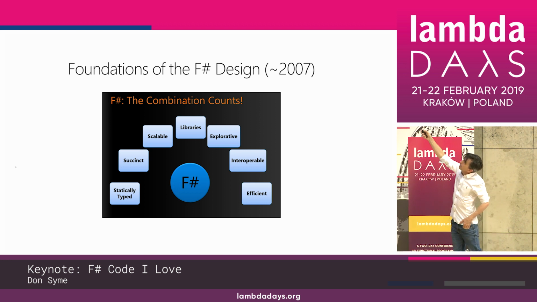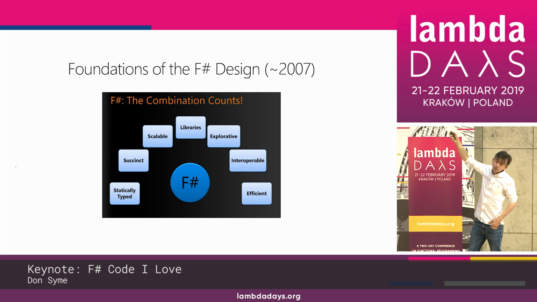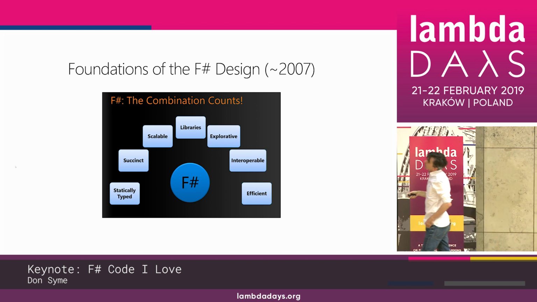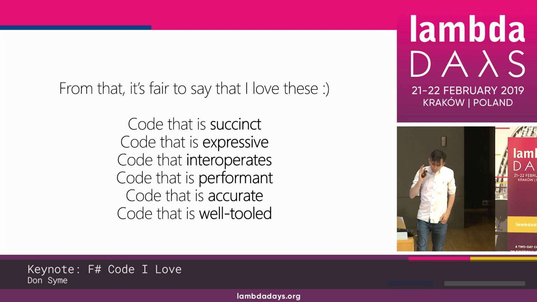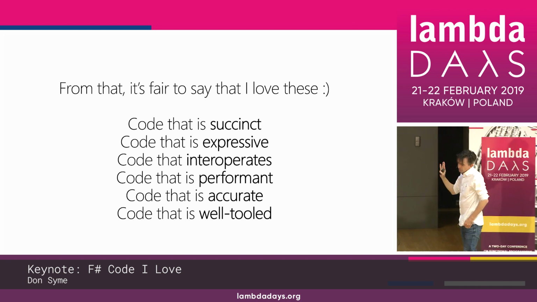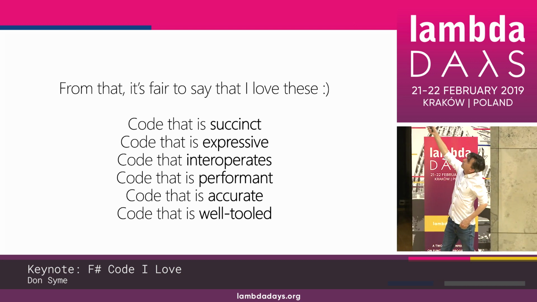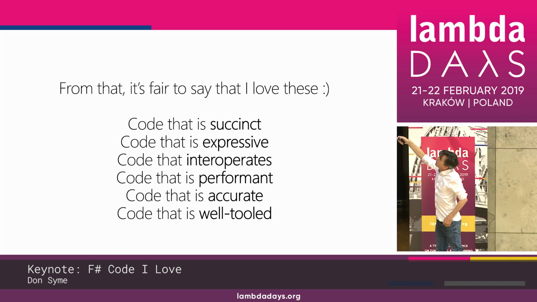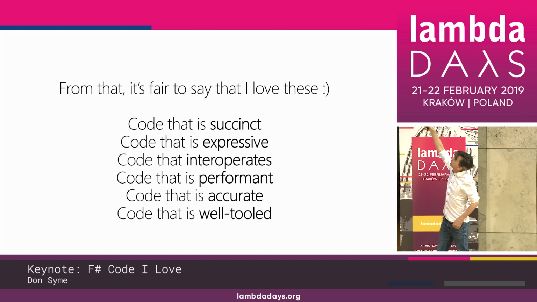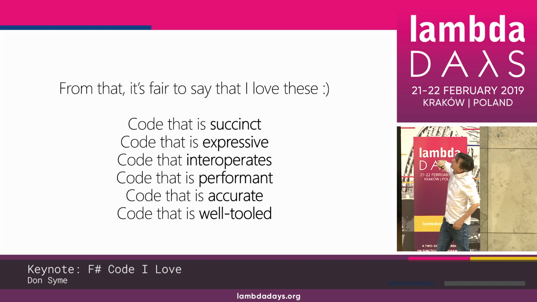We want to scale, and back in the 2000s, this meant scaling over multi-core. Now it means scaling over multiple machines. We want all these other things as well, libraries and efficiency. So it's fair to say that the point of F Sharp is that we want these kind of properties. And the F Sharp code I love fundamentally has these kind of merits.